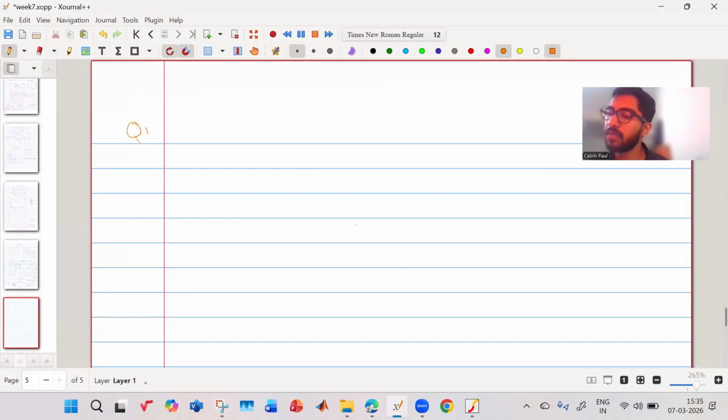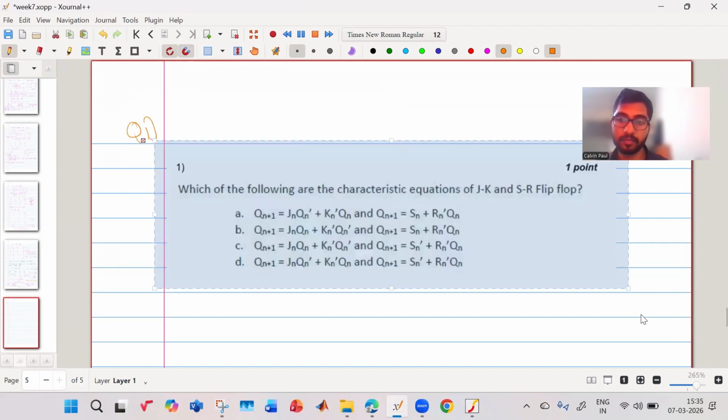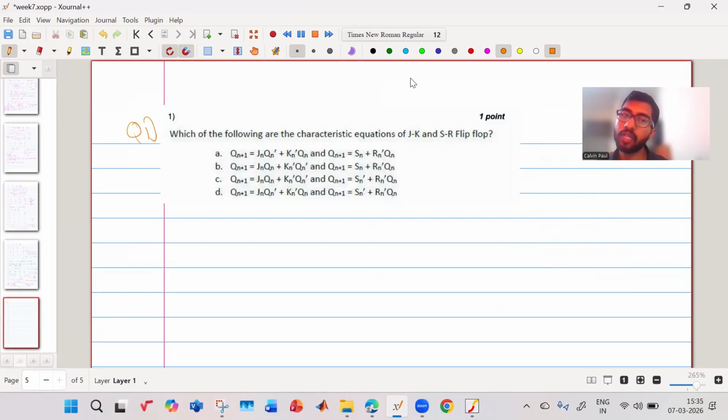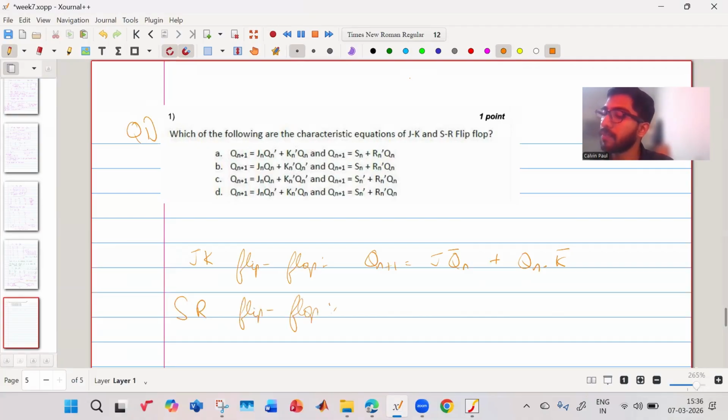So this is question 1. It says, which of the following are the characteristic equations of the JK and SR flip flop? So for the JK flip flop, what do we know? Qn plus 1 is J into Qn bar plus Qn dot K bar. And for the SR flip flop, what is the characteristic equation which we have derived just a few minutes back? Qn plus 1 is equal to S plus Qn dot R bar.